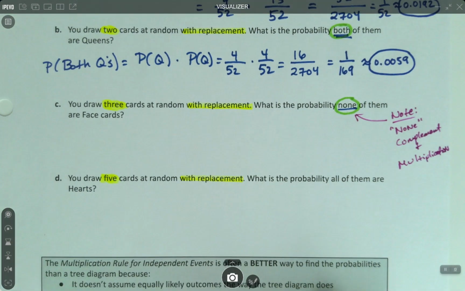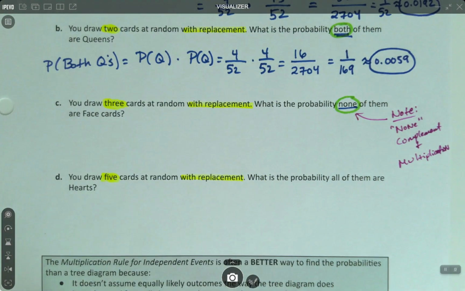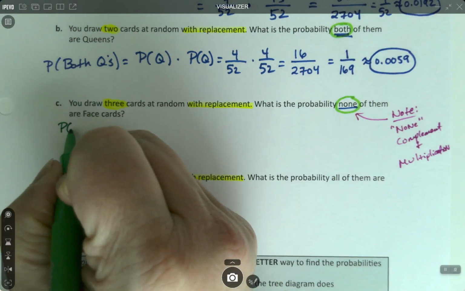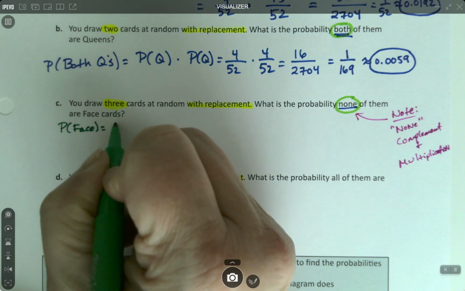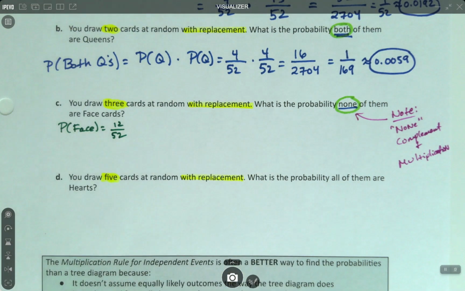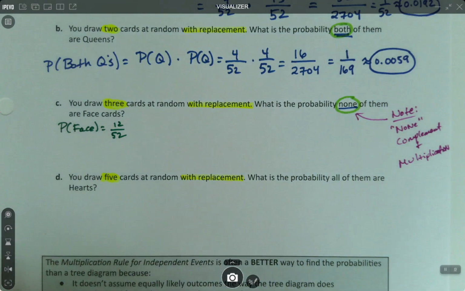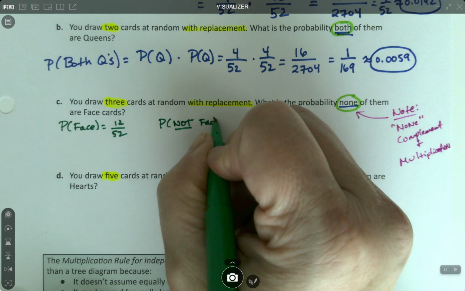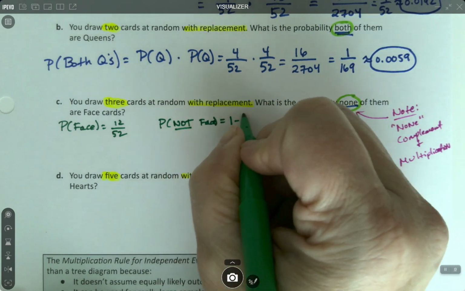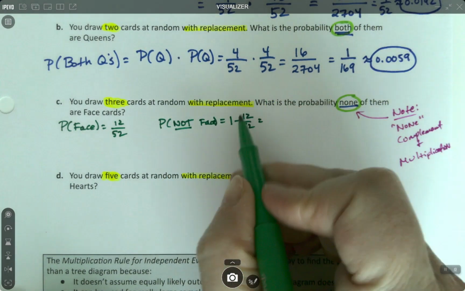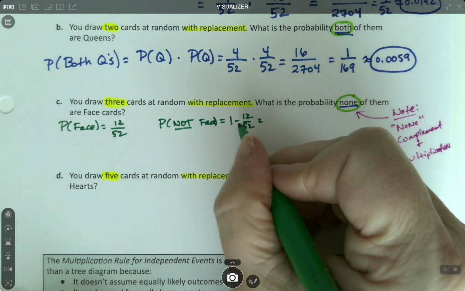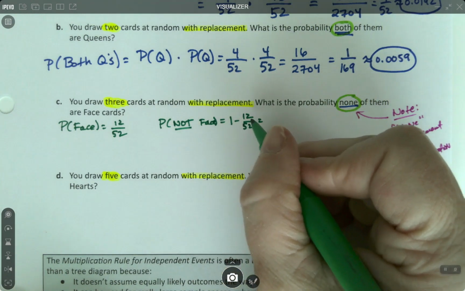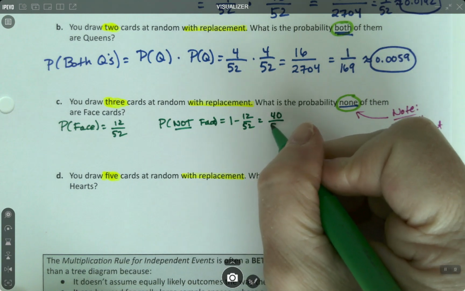Okay, so the first thing I want to do is I want to find the probability of not being a face card. So I guess to do that, I want to start off with the probability of a face card. So the probability of a face card is 12 out of 52. So the probability of not a face card would be 1 minus 12 out of 52, which is 52 out of 52, right? Take the 52 card deck, take away the 12 face cards, and you've got 40 out of 52.